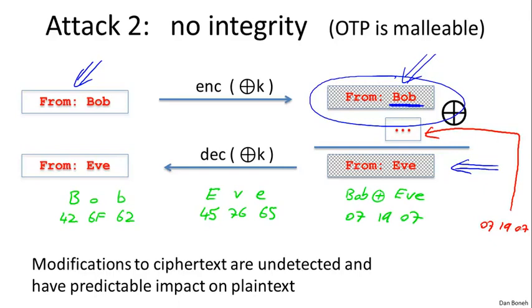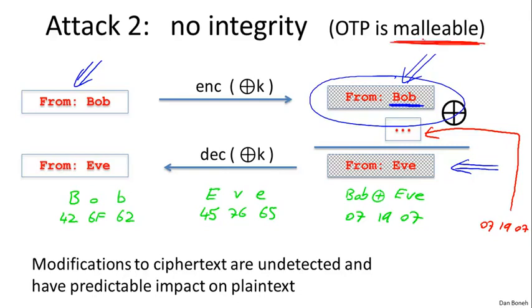And by XORing these three characters at the right positions into the ciphertext, the attacker was able to change the ciphertext to look like it came from Eve rather than from Bob. So this is an example where having a predictable impact on the ciphertext can cause quite a bit of problems. This property is called malleability.